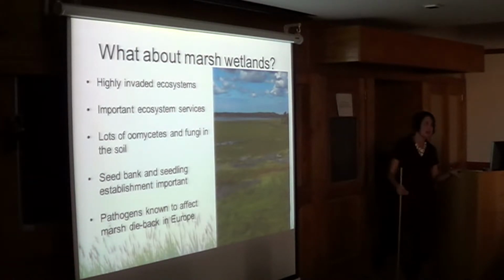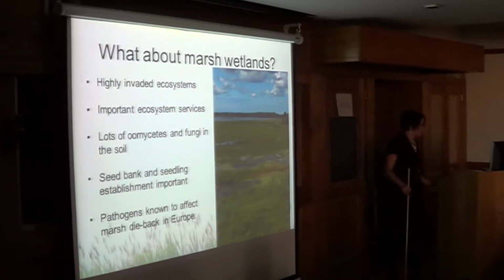Seed bank establishment and seedling establishment are really key for the success of a lot of these plant species. So paired with the fact that there are a lot of soil oomycetes and fungi, I think it's probable that there's some interaction going on where pathogens could be determining what the plant communities look like. And then finally, some of the pathogens that are known to affect the dieback or death of a lot of the reed species in Europe are oomycetes, similar to what I think we find here. So I want to know if they're also playing an important role in our marsh wetlands.